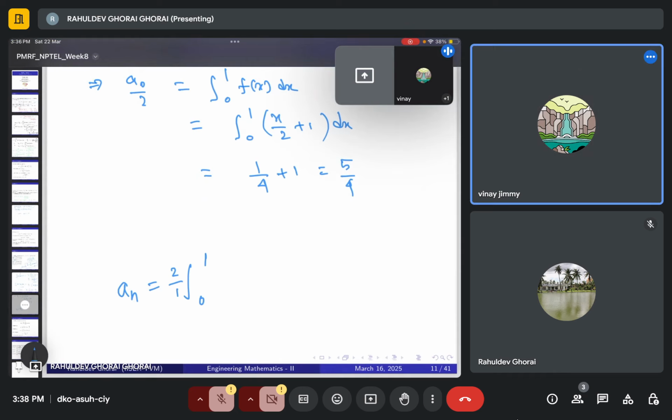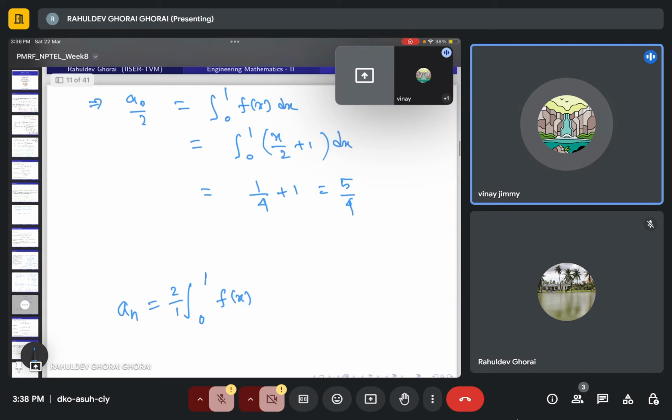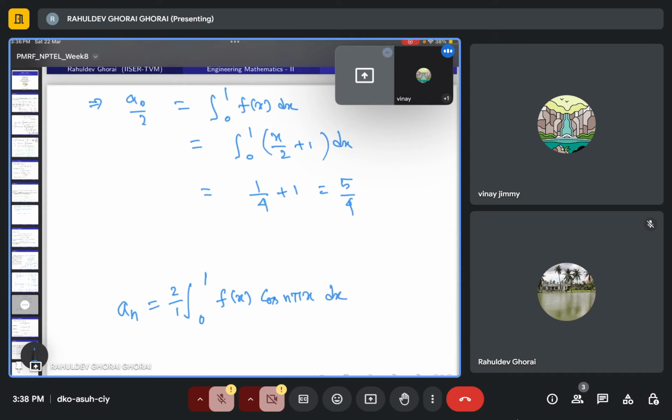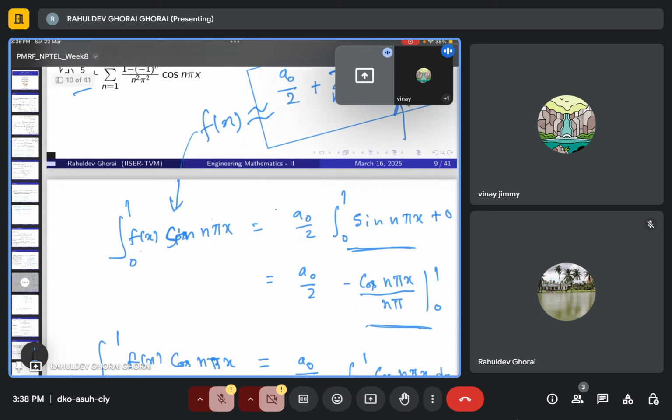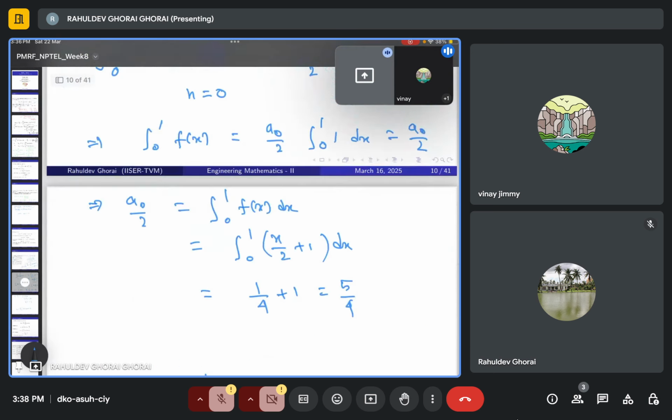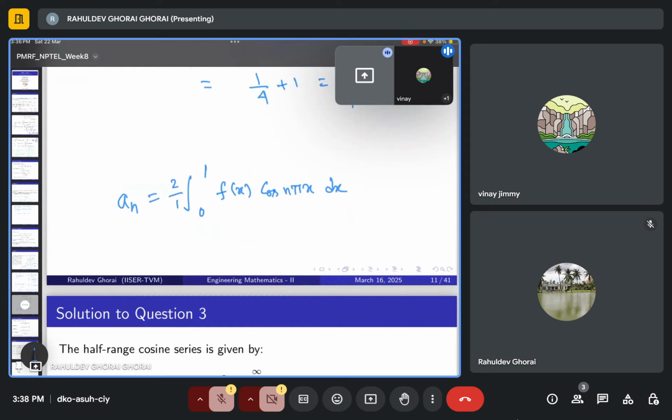Yes, sir. 1. 2 by 1. Then f(x) x by 2, cos n pi x by 1, cos n pi x dx, right? Yes sir. Whatever you will get, that will be from f(x). If you multiply f(x) by cos n pi x, then for only one value it will be there. Then if you get this, that will be the thing. So 2 by 2, then 0 to 1, x by 2 plus 1 cos n pi x, and then you do the integration by parts, right?